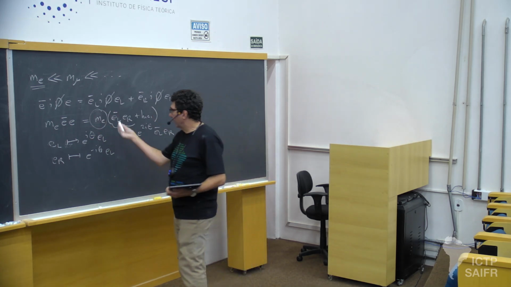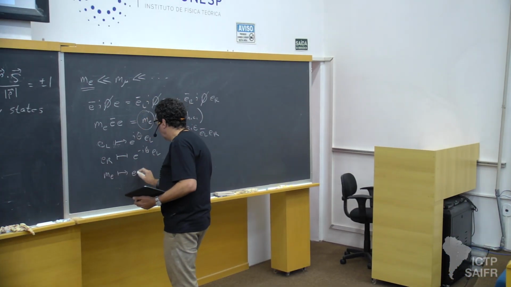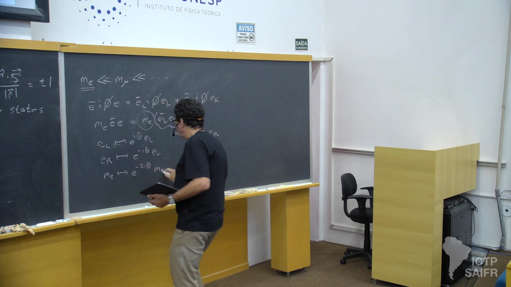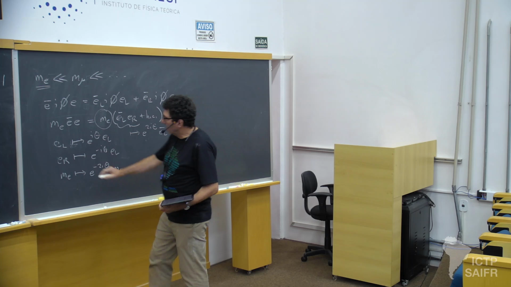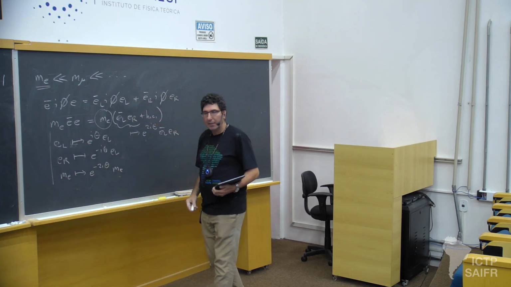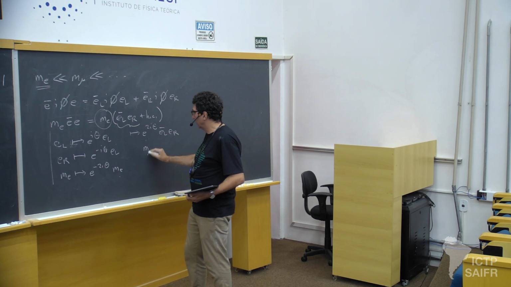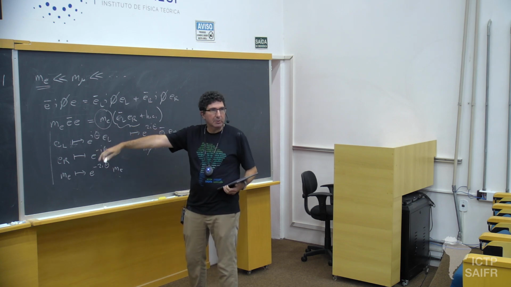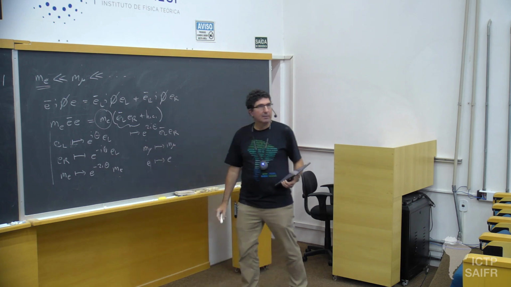So I allow this parameter to transform as e^{-2iθ} ME. On the other hand, this transformation only acts on the electrons, so all the other parameters of the QED Lagrangian are invariant under this symmetry. The muon mass is invariant because the symmetry doesn't rotate the muons, and the gauge coupling, let's call it E, is invariant.